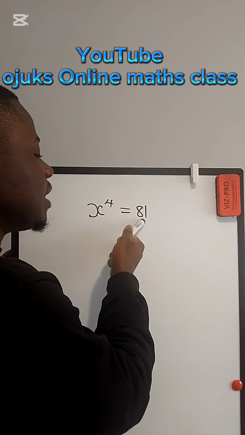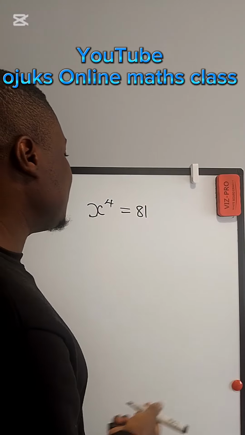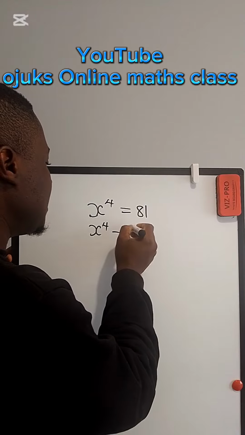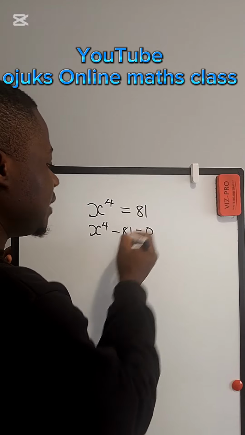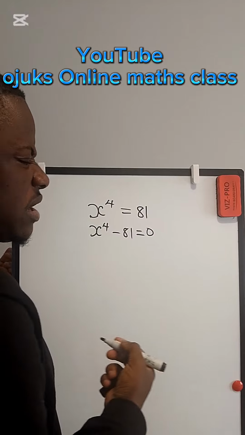And mind you, when a positive number crosses the equality sign, it changes to negative. So if that be the case, we're going to have it that x raised to the power 4 minus 81 is equal to 0. What next? Express them in powers of 2. How do we do that?